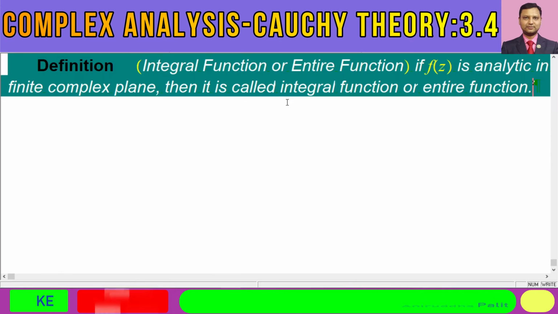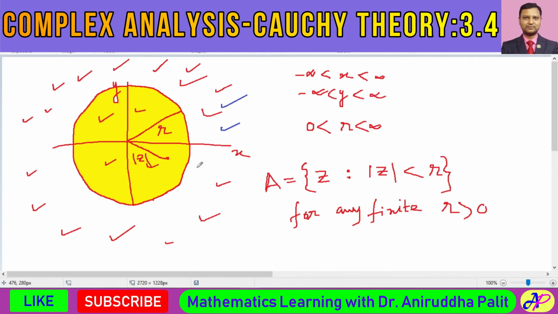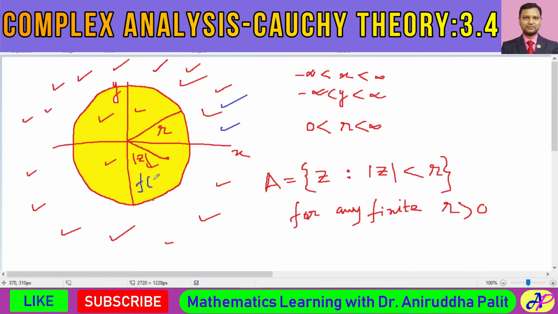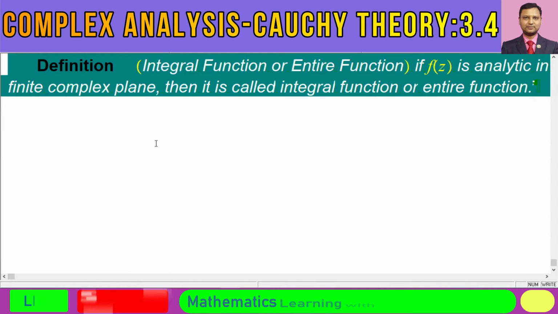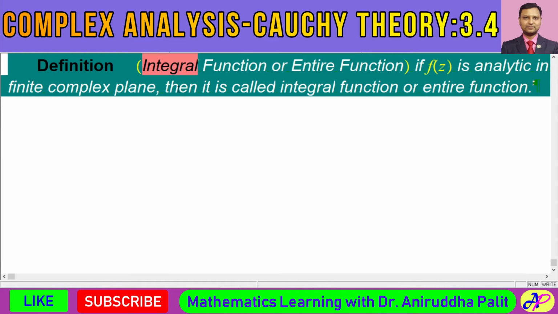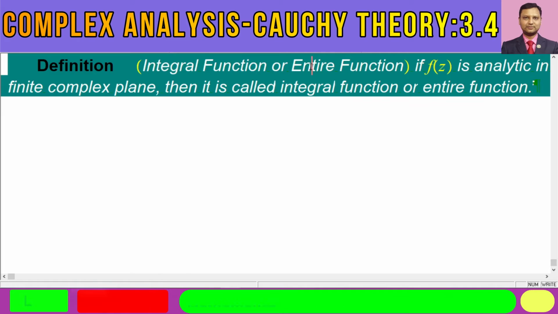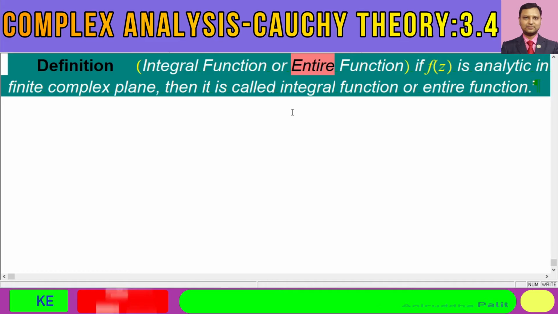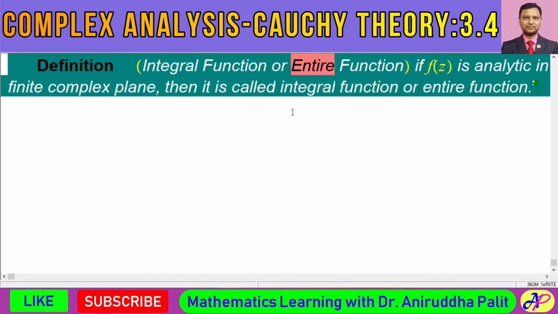All right. So if you consider a function f of z which is defined within this finite complex plane, and it is analytic within this finite complex plane, then such a function f of z is known as an entire function or integral function. So this is the definition of entire function or integral function.